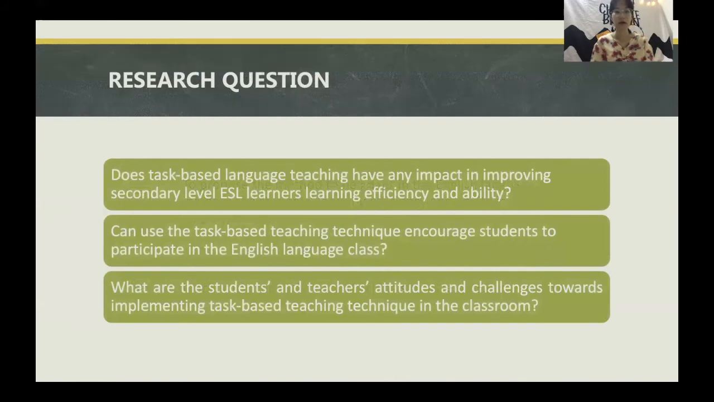And there are three questions of the action research. Number one is, does task-based language teaching have any impact in improving secondary level ESL learners' learning efficiency and ability? Number two is, can the task-based teaching technique encourage students to participate in the English classroom? And last is, what are the students' and the teachers' attitudes and challenges towards implementing task-based teaching technique in the classroom?